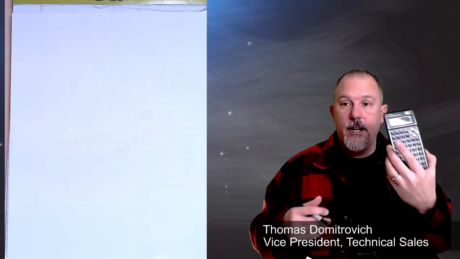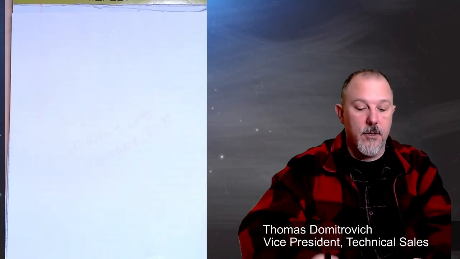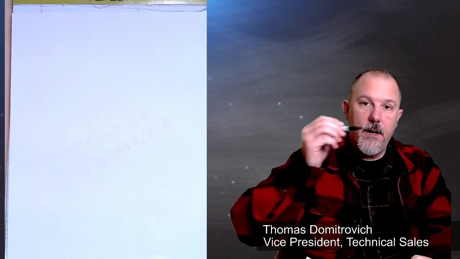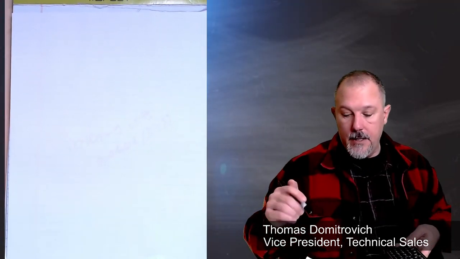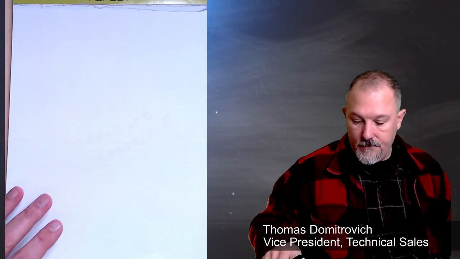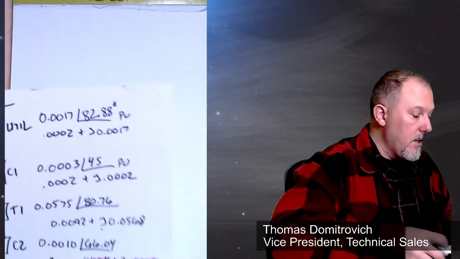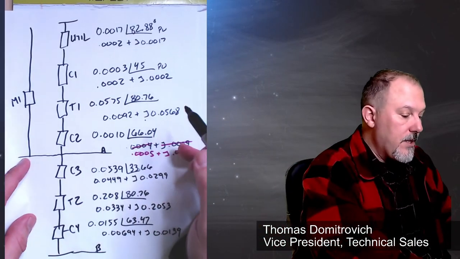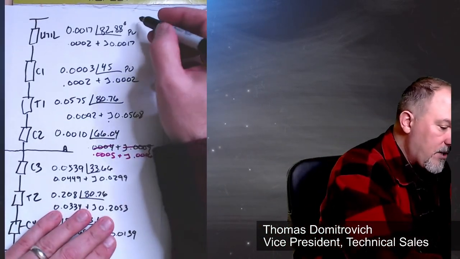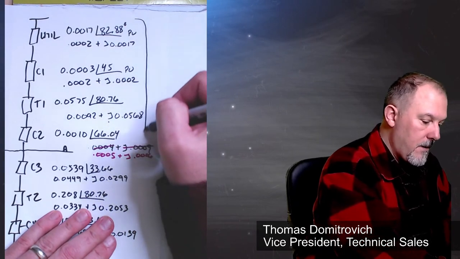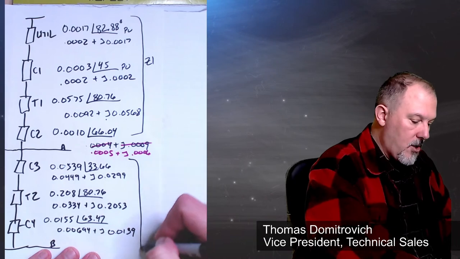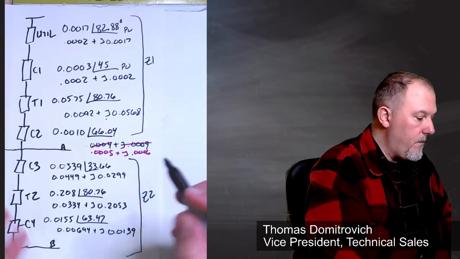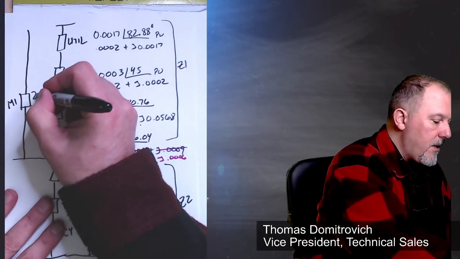If you're using a calculator like this, I could enter the magnitude at an angle and let the calculator do it. But I was just trying to do it with my R's and X's. So what I'm going to do is take these and call this Z1, call this Z2, and then I have Z motor.